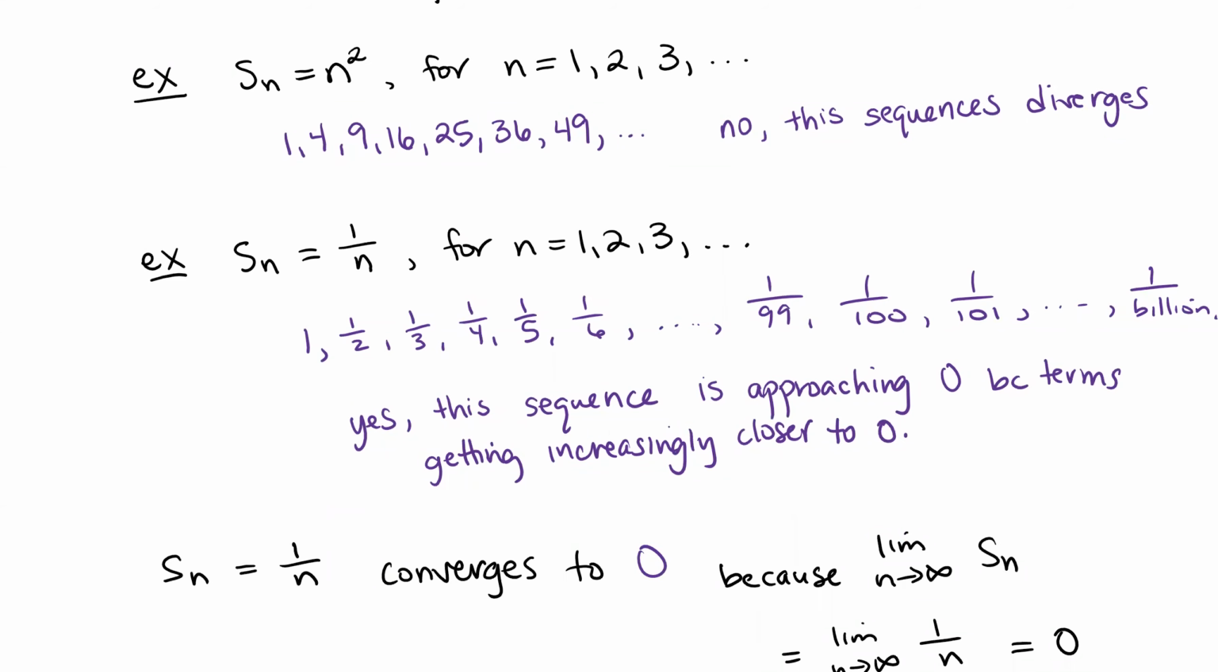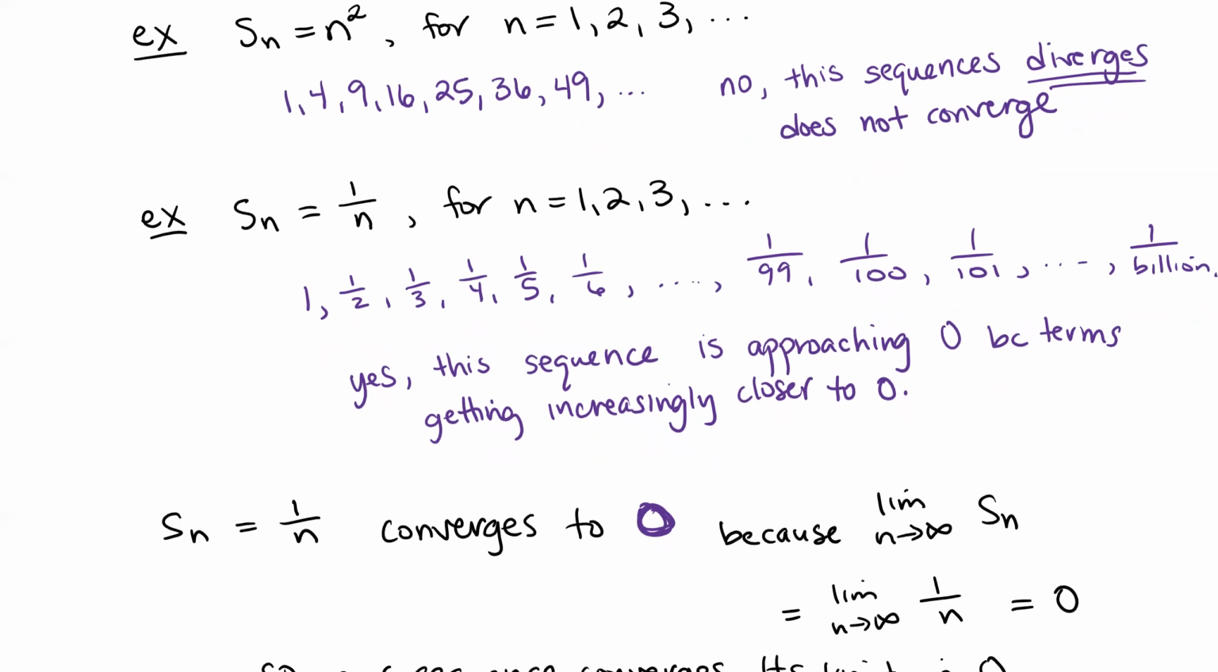So that's one way to think about convergence. We can list off a whole bunch of terms of the sequence and see if our sequence is getting closer and closer to a number. So here, this one was not getting closer and closer to a number, so it does not converge. If a sequence does not converge, then we say that it diverges. In our second example here, this sequence was getting increasingly closer to 0, and so this sequence converges, and it converges to 0. We can also say that the limit of this sequence is 0.